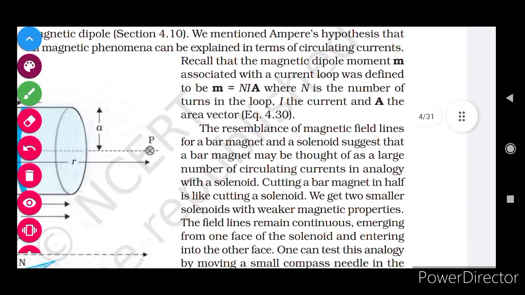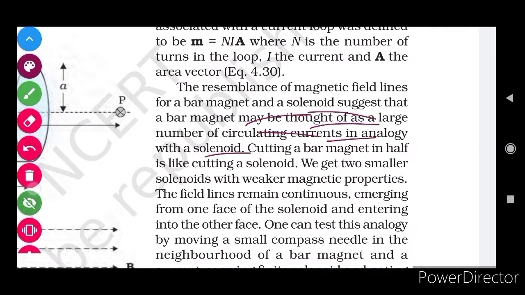Now the resemblance of magnetic field lines for a bar magnet and a solenoid suggests that a bar magnet may be thought of as a large number of circulating currents, in analogy with a solenoid. Cutting a bar magnet in half is like cutting a solenoid. We get two smaller solenoids, or two magnets, with weaker magnetic properties.